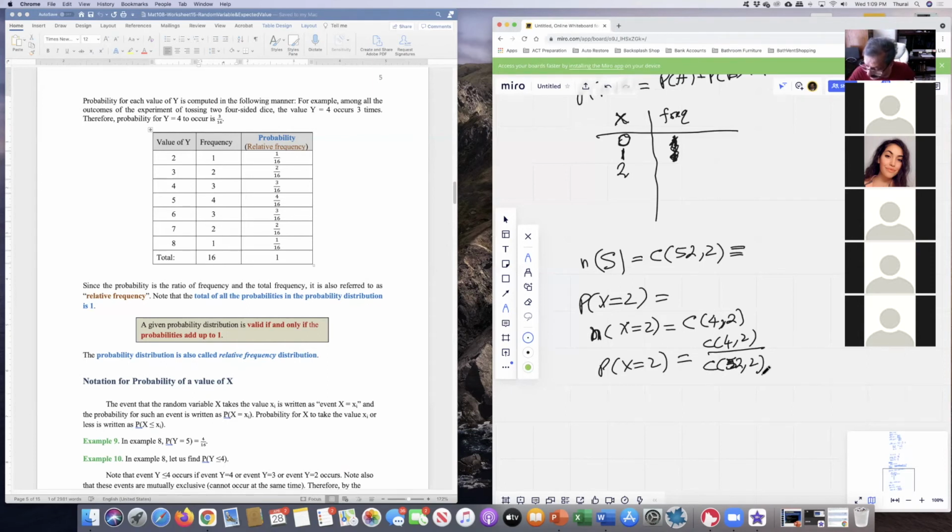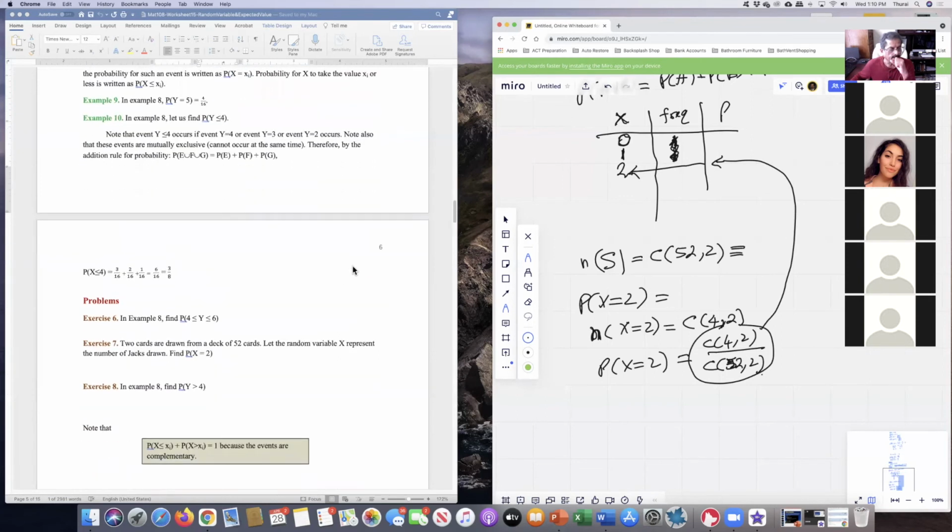This x equal to 2 has a probability equal to this number. This number is the probability that goes right here, for this number 2. So we don't need the frequencies, but we can go directly to the probability. We did that before. So that's the answer to that exercise.